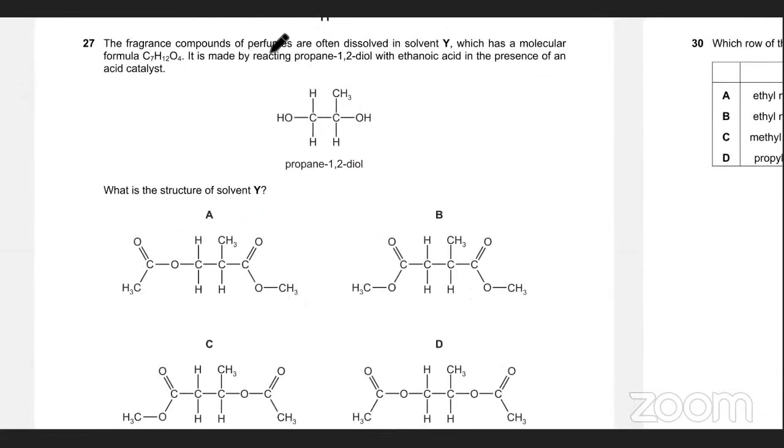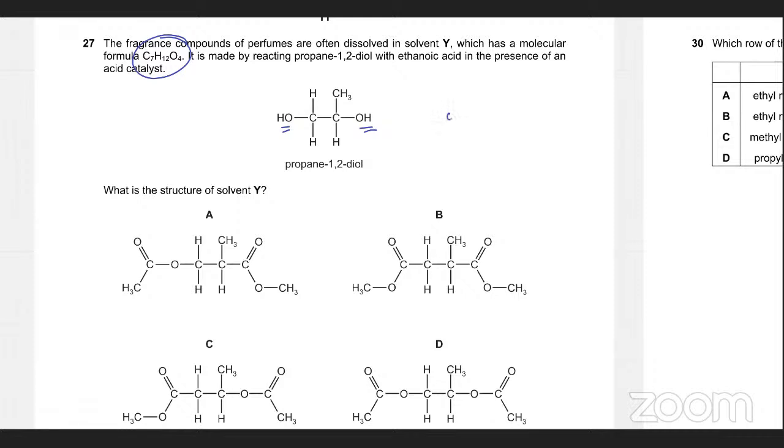the fragrance of compounds or perfumes are often dissolved in solvent Y, which has the molecular formula C7H12O4. It is made by reacting propane 1,2-diol with ethanoic acid in the presence of an acid catalyst. So this is fairly obvious. It's going to form an ester because this one is an alcohol and it's a diol. It's got two alcohol groups.